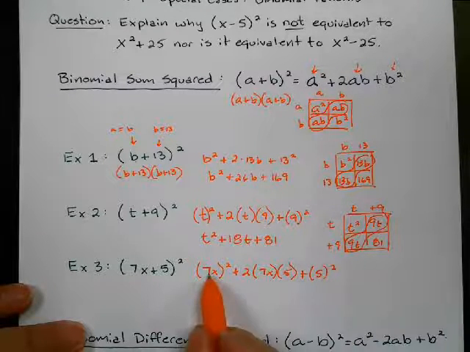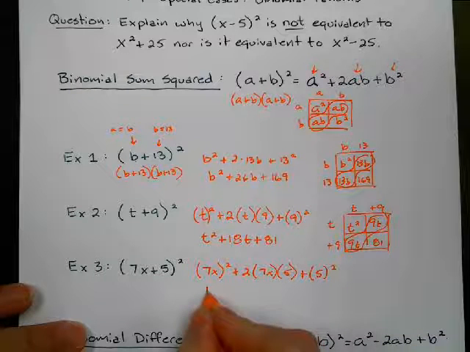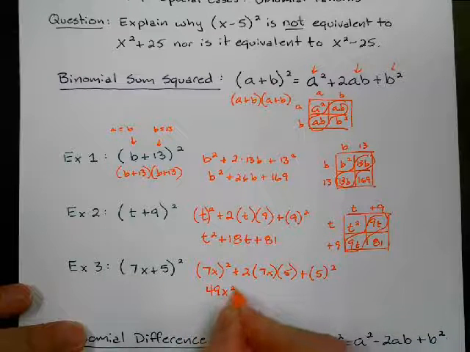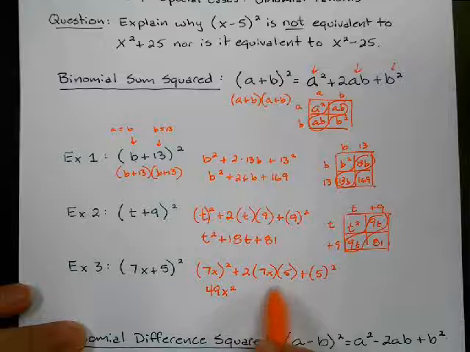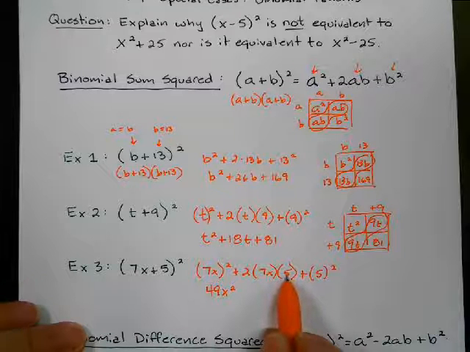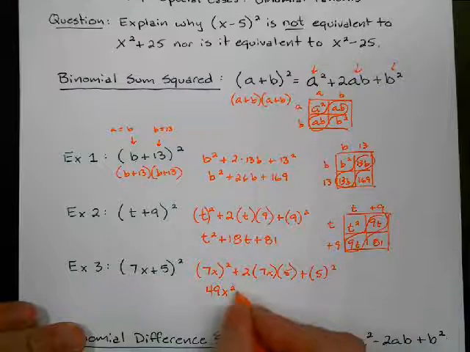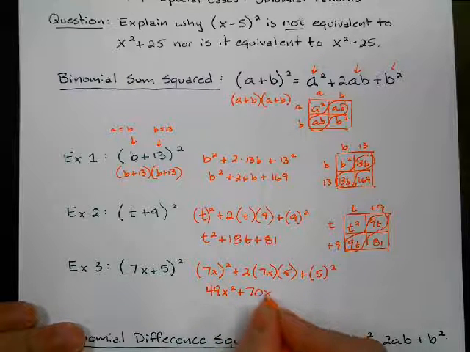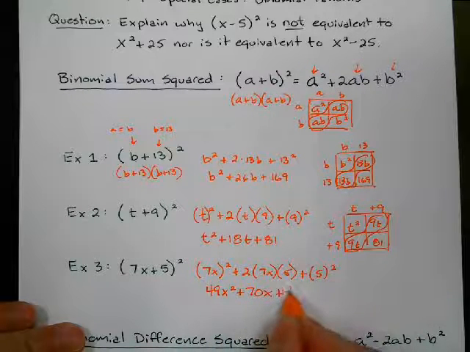So 7x times 7x, that's 49x squared. 2 times 7 times 5. Well, 7 times 5 is 35, and 35 times 2 is 70, so this is plus 70x. And then 5 times 5 is 25. There we go, got our answer.